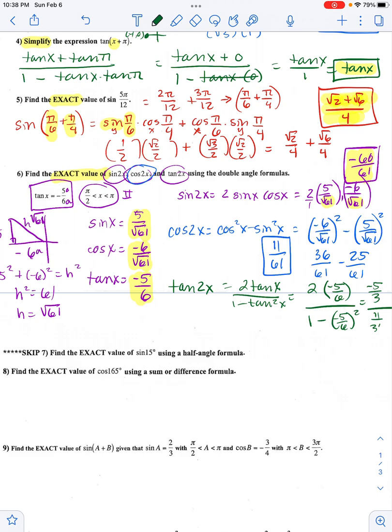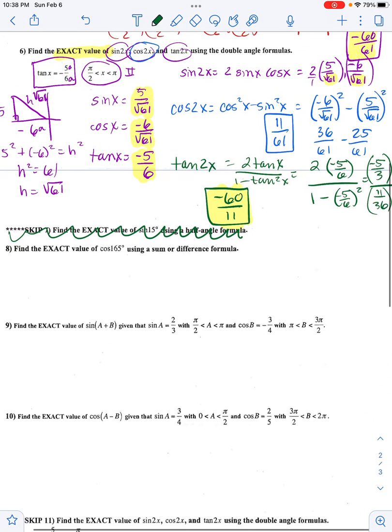11 over 36 on the bottom. So use your calculator until you can get that. Then I'm going to take this fraction divided by this fraction on my calculator. And when I'm completely finished, I get negative 60 over 11. So again, big calculator thing. Just keep trying. Number 7 on here, we're just not doing because we didn't do half angle formulas. So see you later.